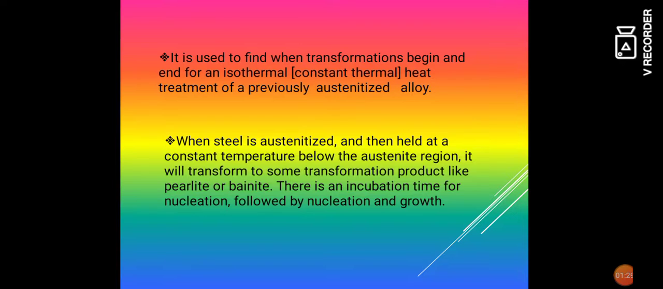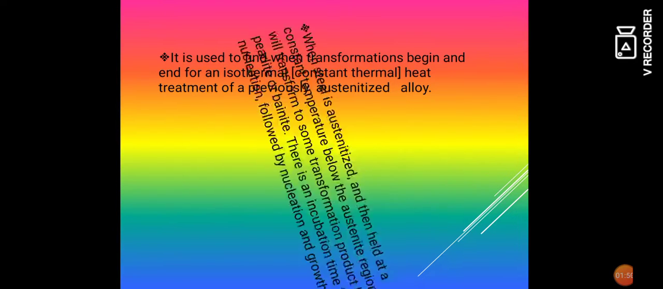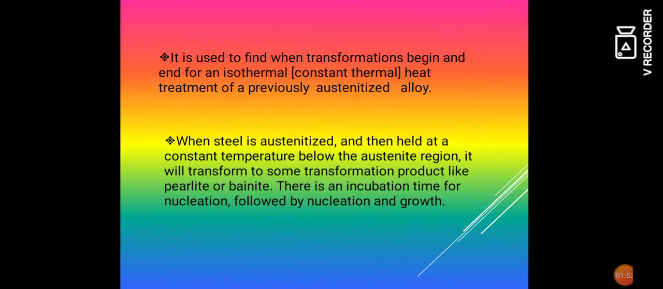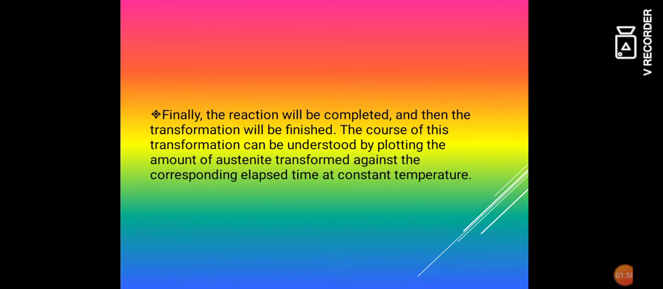When steel is austenized and then held at a constant temperature below the austenite region, it will transform to some transformation product like pearlite or bainite. There is an incubation time for nucleation, followed by nucleation and growth. Finally, the reaction will be completed and then the transformation will be finished.